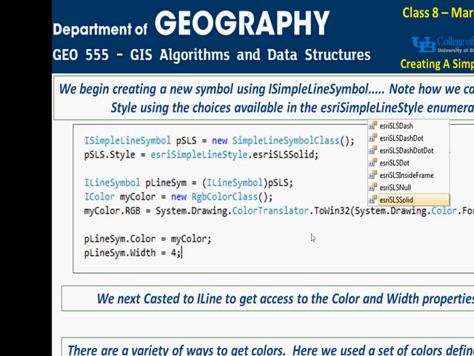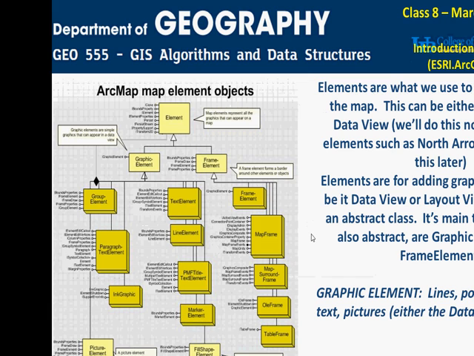So we looked at this slide already. And now this leads into another fairly major topic that ties in with the symbology. We'll talk about elements. We saw that the symbols were in esri.arcgis.display, but a lot of the components of elements are in esri.arcgis.carto, which we've already used a fair amount. An element is what we use to add a graphic to a map, either in data view like we'll do now, or layout view, which we'll do right at the end of the course.